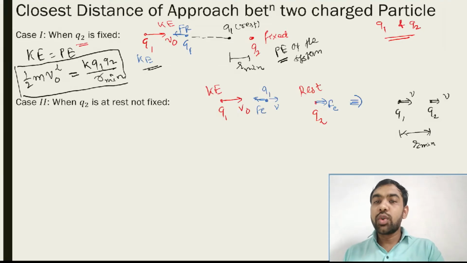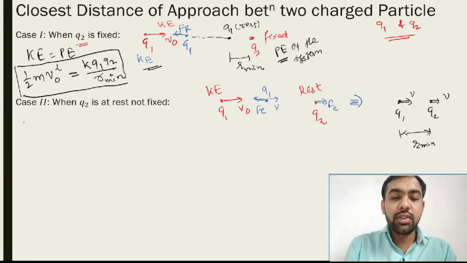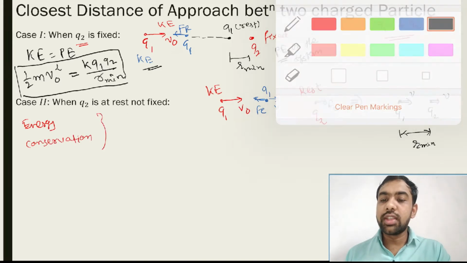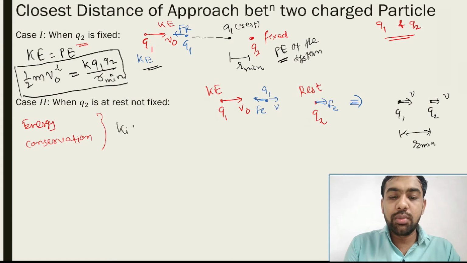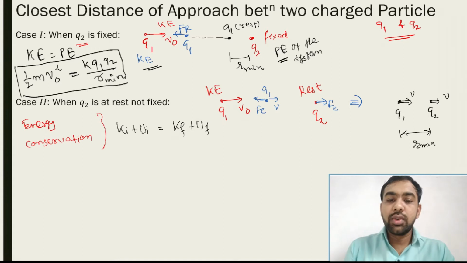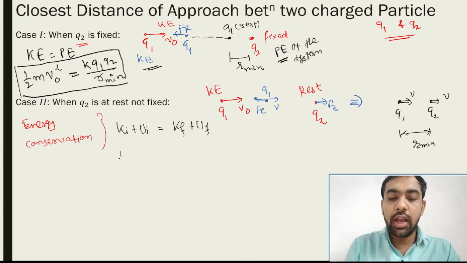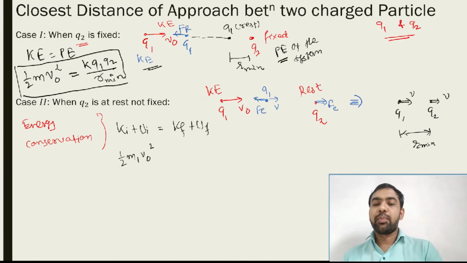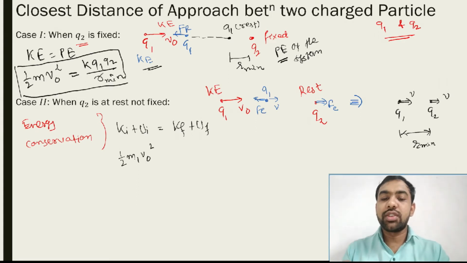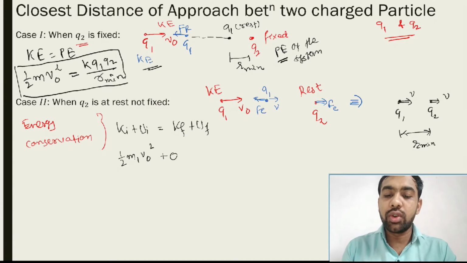Let's see. So what we are doing here, we use energy conservation. If we use energy conservation, K initial plus U initial is equal to K final plus U final. So what is K initial? K initial is 1/2 m1 v0 square. Suppose charged particle q1 has a mass m1. Say q2 is at rest, so its kinetic energy is 0. And initially both are at a very large distance, so the initial potential energy is also 0.